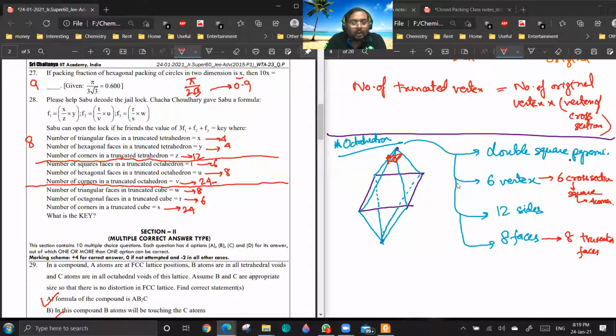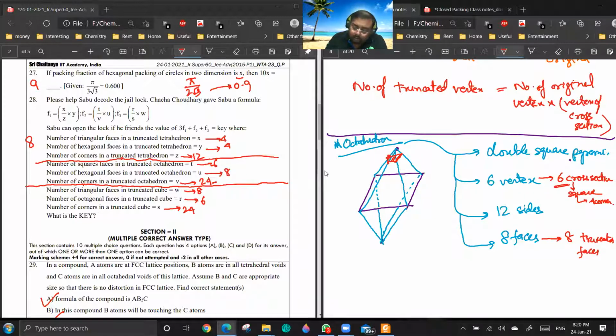Now they are asking the number of square faces. The square faces are basically what you get when you are cutting the top at each vertex. These are the square faces. How many square faces? 6. Yes or no? Yes, sir.